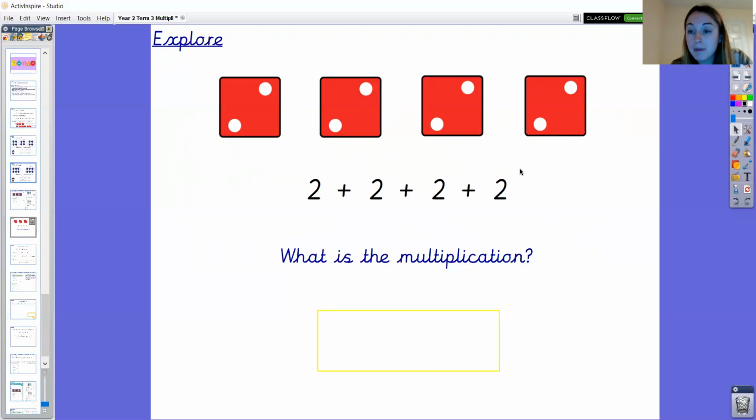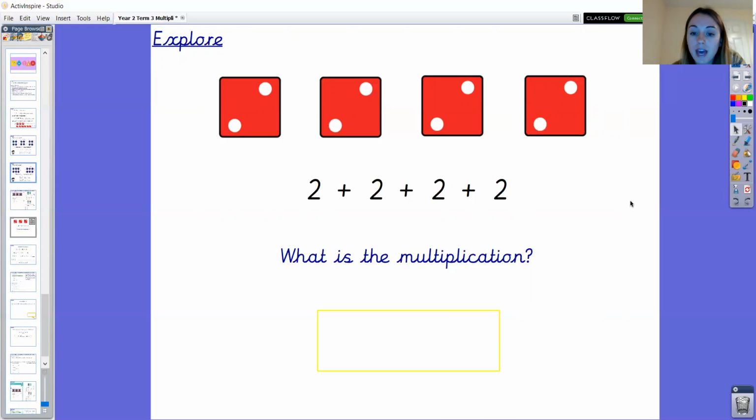Well done. The number 2 represents the amount of dots on each dice. Fantastic. Okay, so what do you think the multiplication is? Please pause the video here and talk about it at home. Well done, Year 2. Okay, I'm going to talk you through it now. So, I know in the multiplication sentence, the first number describes the amount of equal groups. So how many equal groups can you see here? Brilliant, well done. There are 4 equal groups because there are 4 dice.